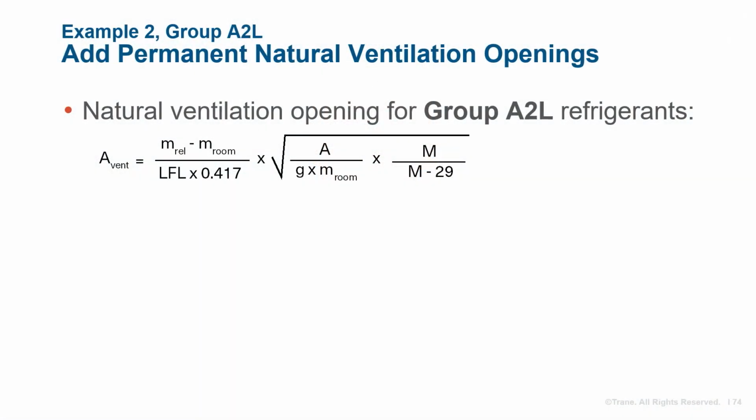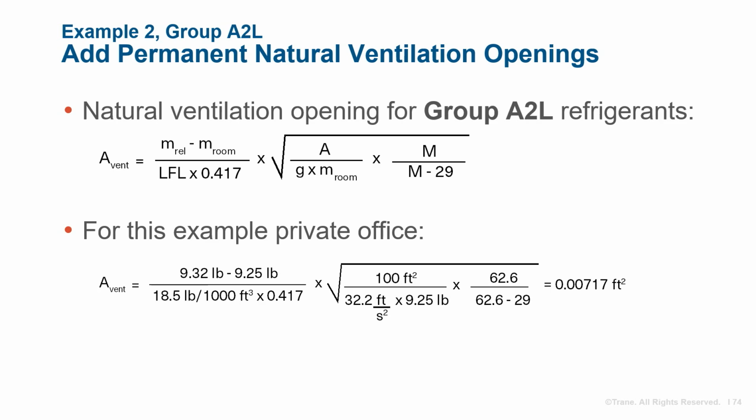Another option we previously discussed is natural ventilation. You may notice the A2L equation is a little different. The reason is the Standard 15 committee saw a need for an additional safety factor. For this private office, if we keep the safety shutoff valves as installed in the previous example, the net free area of these openings must be at least 0.00717 square feet, or 1 square inch.